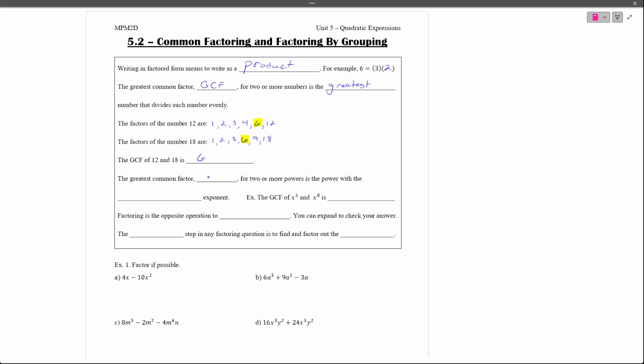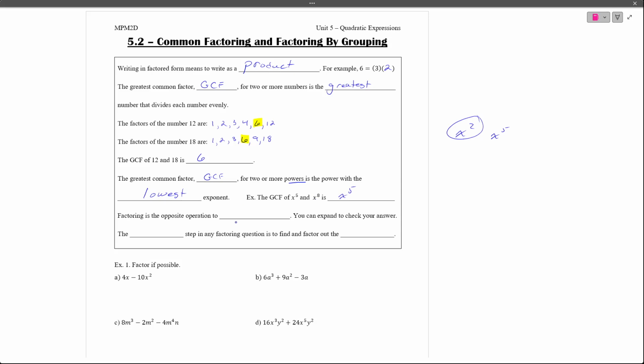So the greatest common factor, GCF. I want you to learn that term. The GCF for two or more powers is the power with the lowest exponent. So if I have x squared and, let's say, x to the 5th, well, what does that mean? It means it's the power with the lowest exponent. So the greatest common factor of these two things would be x squared. So the GCF of x to the power of 5 and x to the power of 8 is x to the power of 5. It's the lowest of the two.